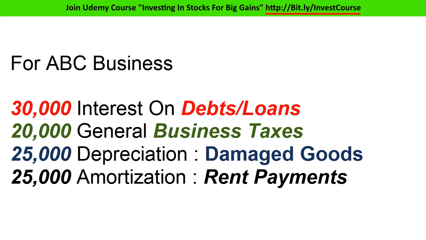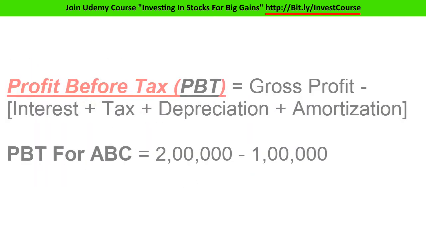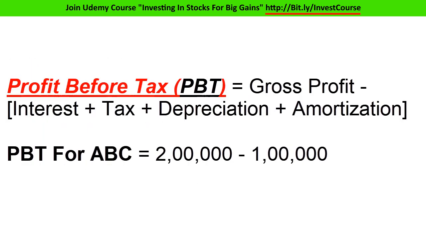Now suppose the business does not have its own storage facility and rents a facility for storage. The cost of this storage is 25,000. This cost will add up in amortization because it will happen due to a fixed payment schedule of rents. Now if we subtract all these from gross profit, we will get profit before tax, also known as PBT.